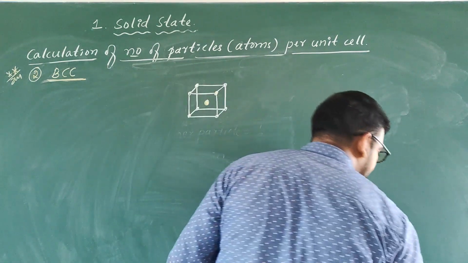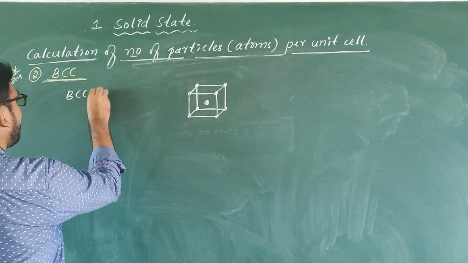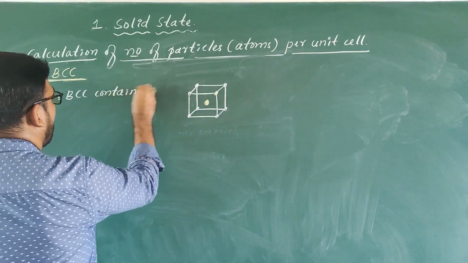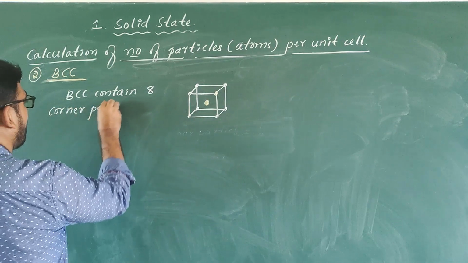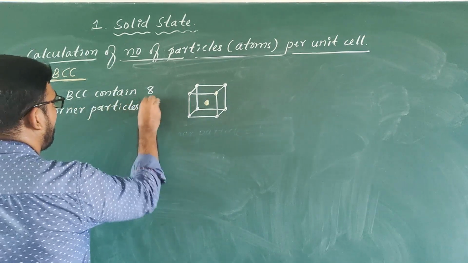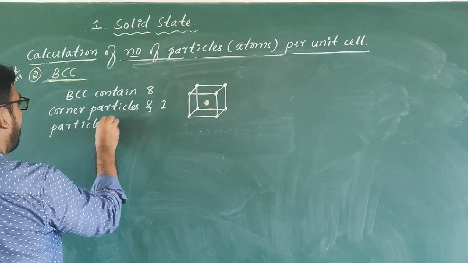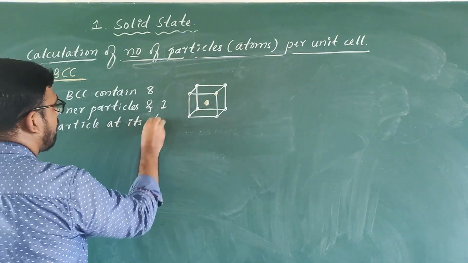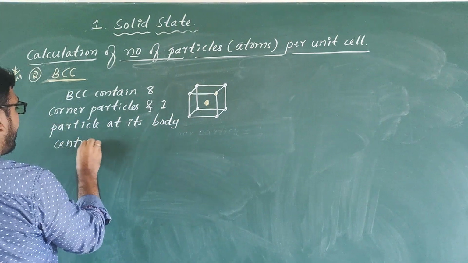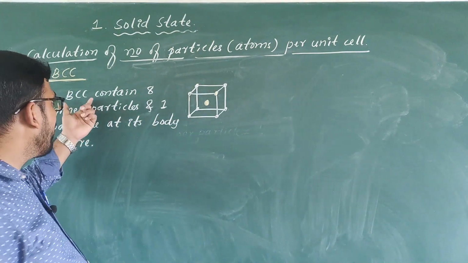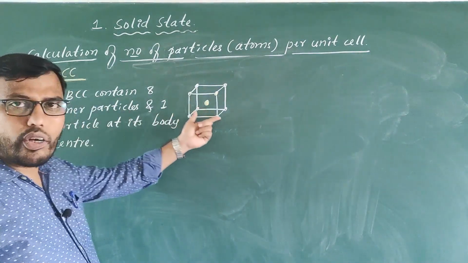So what I can write is, BCC contains 8 corner particles and one particle at its body center. So this is the simple way how I can write here. In a simple way, BCC contains 8 corner particles and one particle at its body center.